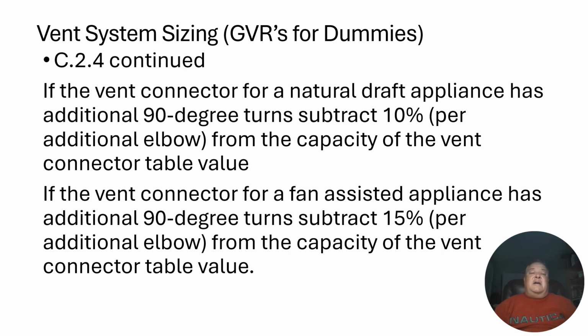If the vent connector for a natural draft appliance has any additional 90-degree turns above the 2 that we talked about, we're going to reduce or subtract 10% for each additional elbow from the capacity of the vent connector table value. And again, I could read that to you 8 times and you might not understand it any better. The best way is to show you what I'm talking about, so we're going to work into some examples here. If the vent connector for fan-assisted appliances has any additional 90-degree turns beyond the 2 that are allowable, the capacity of the vent connector table value is going to be derated by 15% per additional elbow.